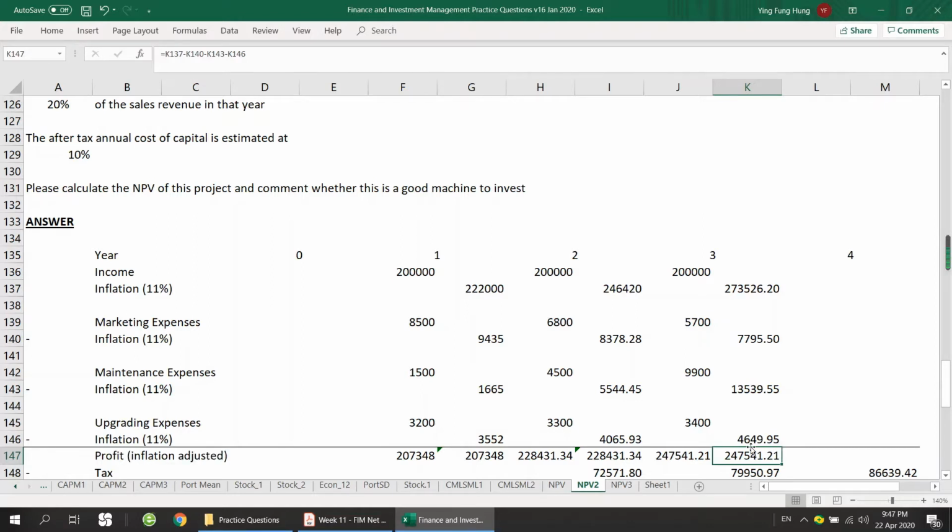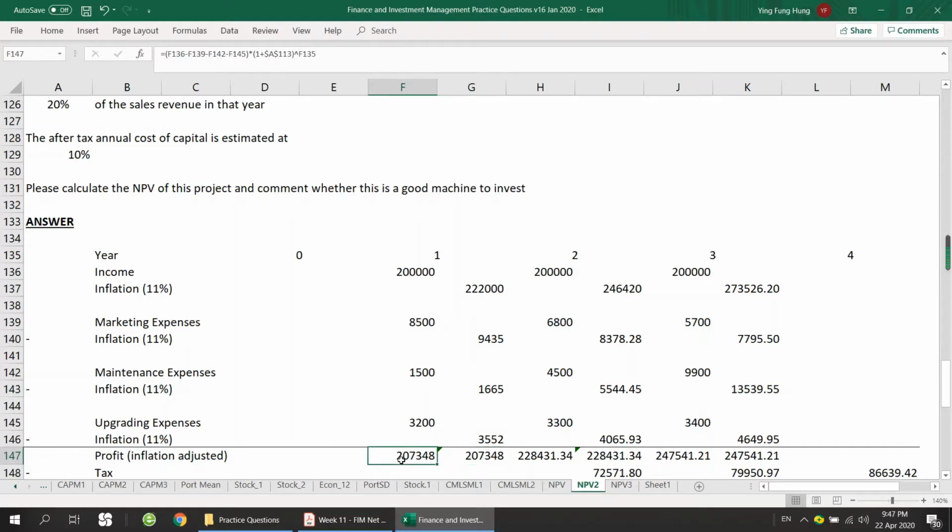Next, we want to calculate for the profit. Now, there are two ways that I would like to show you how to calculate the profit. And for the numbers here, they are both the same. There are two different ways, and they are both accounted for or adjusted for the inflation rate already.